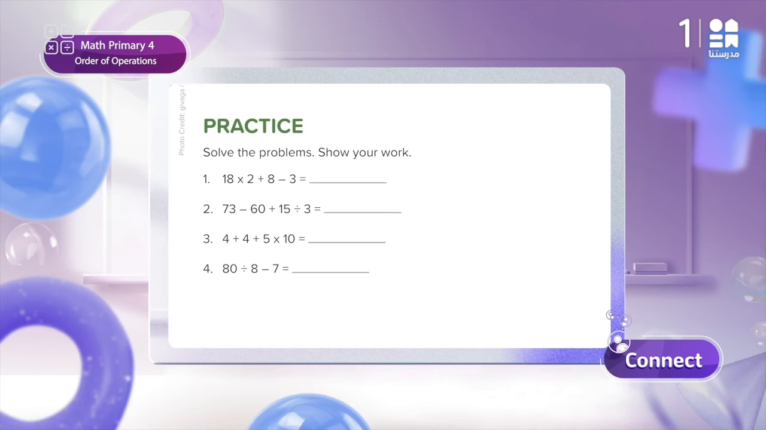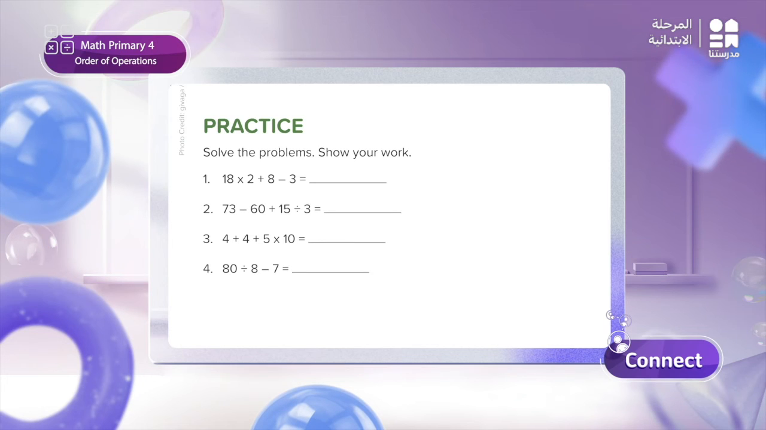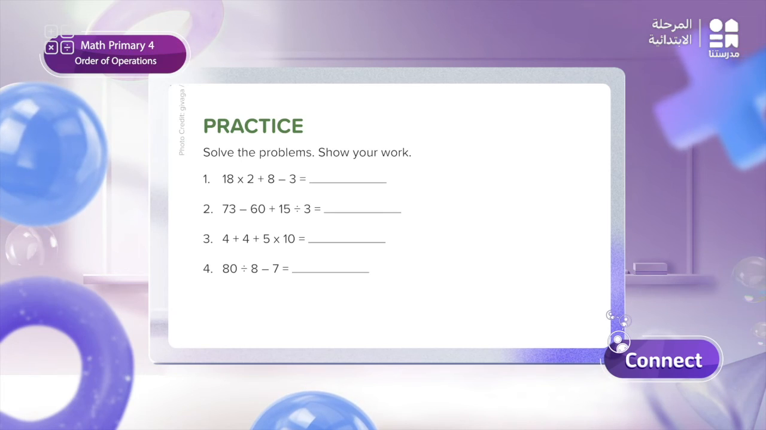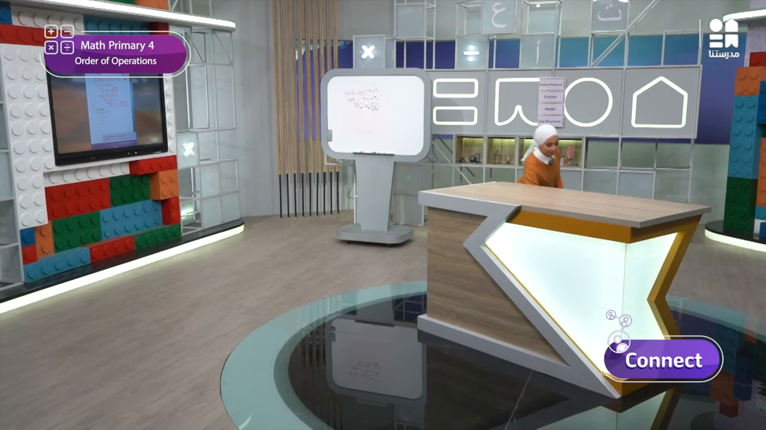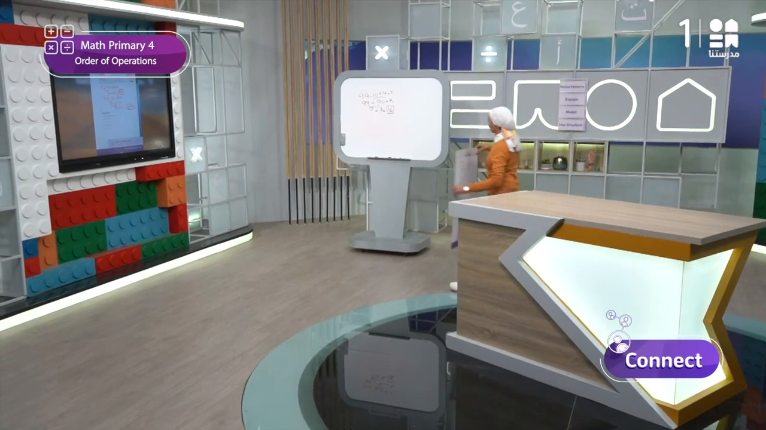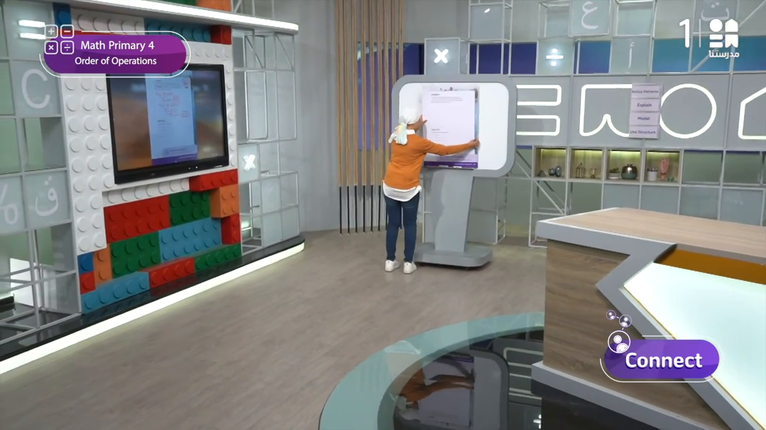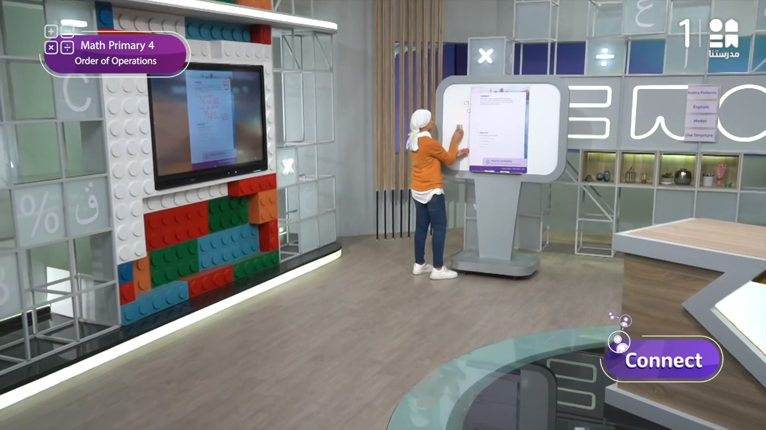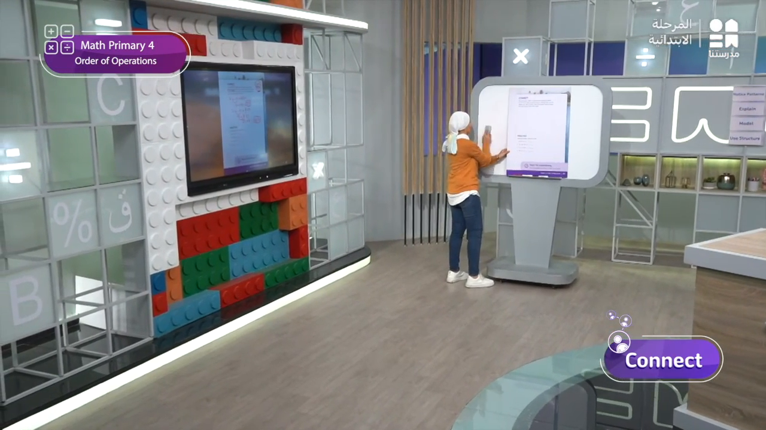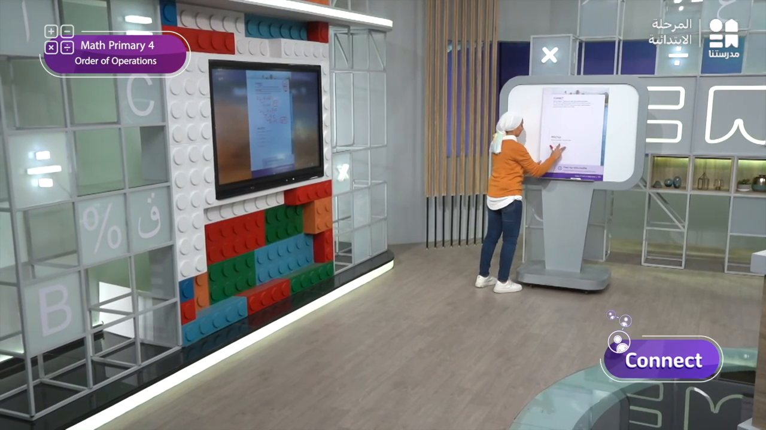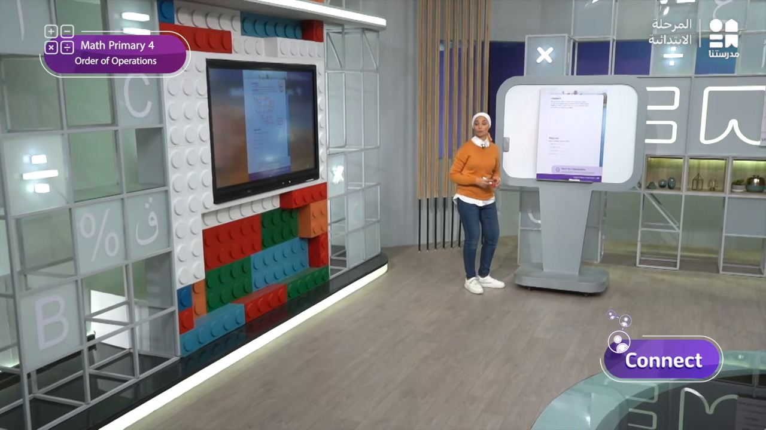Now you can solve the practice problems on the same page. Here in the practice problems, we have 4 problems as you see here. We are going to solve 2 of them together, and I will leave the other 2 problems for you to solve after we finish. Let's solve all together problem number 2. Okay, now let's solve it on the board. And now let's solve problem number 2.